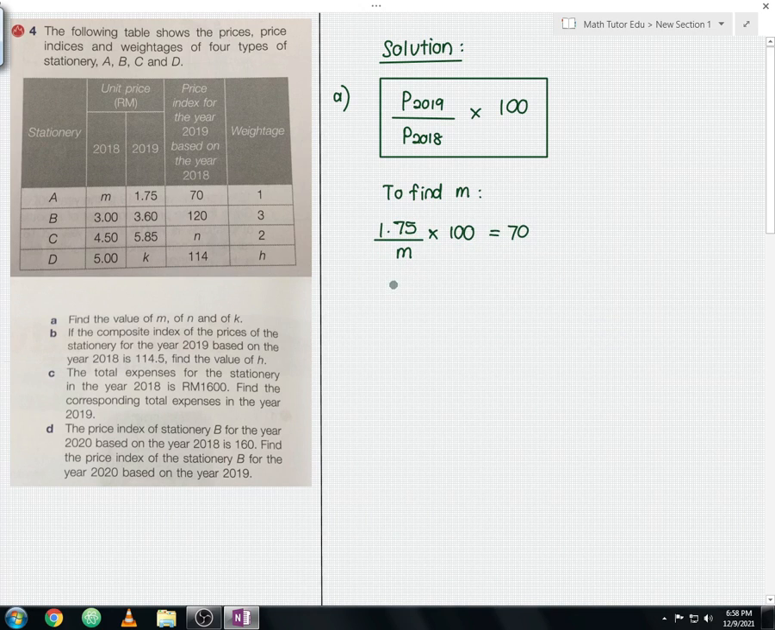Okay, so to find the M, the working will be 1.75, you times with 100 and you divide with 70. So from here, your M will be equals to 1.75 times with 100 and you divide with 70. Let me underline this fraction. You calculate this, you should get your M is equals to 2 ringgit 50 cent. Okay, so this is your first solution. So let me underline this.